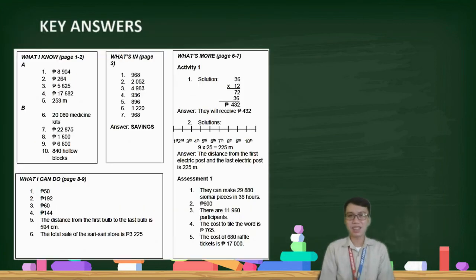Honesty is the best policy. Bago natin tignan ang ating key answers, kailangan nasagutan muna natin ang mga activity natin.